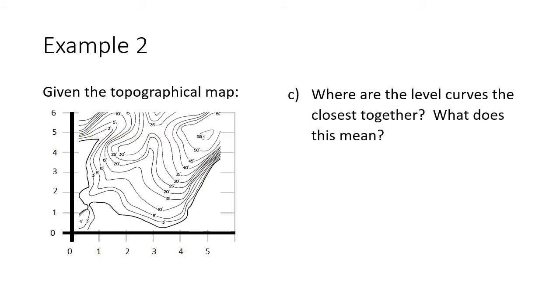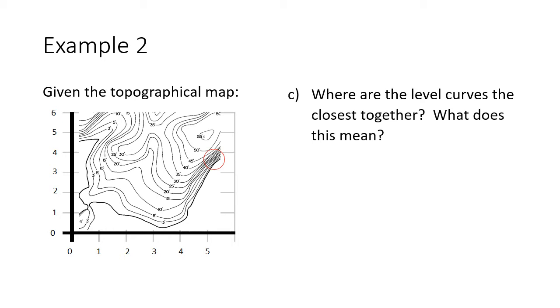Part C, where are these level curves the closest together? And then what does that actually mean? So when I take a look at this picture, it looks like right there. It looks like that's where my level curves are going to be the closest together. So what does that mean? Well, inside that circle, we went from a height of 0 feet all the way up to a height of 45 feet in a very small space. In a very small circle, I was able to go from 0 feet to 45 feet.